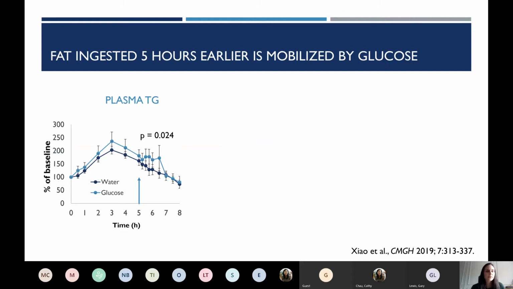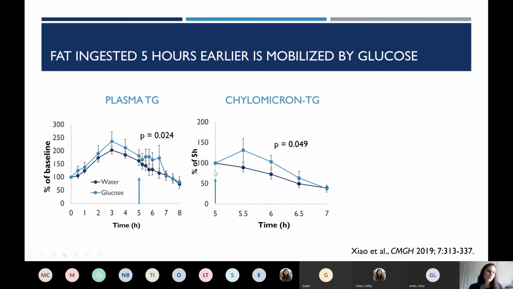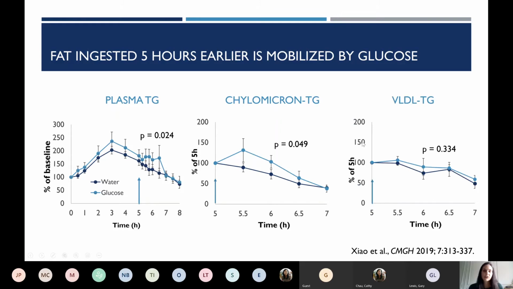So for the first part, we see that after you drink a high-fat drink at time 0, your plasma TG increases up to 3 hours and then starts to decline. But if you drink glucose at 5 hours, you see an attenuation in that decline. So there's actually a stabilization of plasma TG for a few hours after drinking glucose. And we think that's predominantly due to this increase in chylomicron TG when you drink glucose at 5 hours. Afterwards, chylomicron TG increases, but there's no increase in VLDL TG. So this suggests to us that 5 hours after fat is ingested, glucose can mobilize that fat.